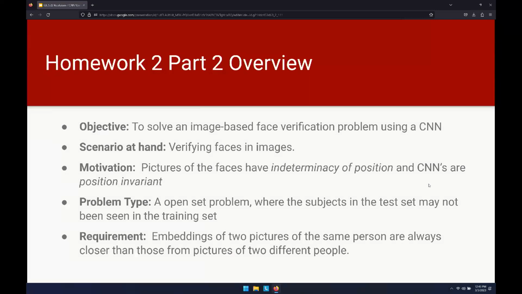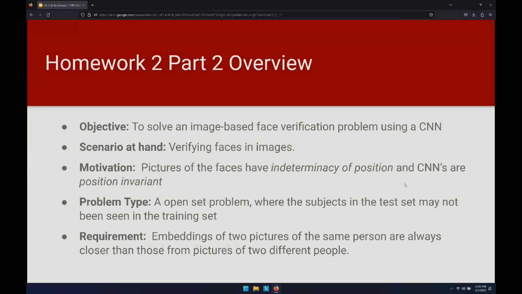So we're just going to give you, once again, a quick overview of homework 2 part 2. This was all covered in the previous slides, but we just outlined this here once more so you guys get a clear idea. So your objective is to solve an image-based verification problem using a CNN. The scenario at hand is verifying faces and images. And one of the reasons why we used a CNN, and this was also covered in the classification recitation, is because pictures of faces, as you may know, have indeterminacy of position, and CNNs are position invariant, which is why they're very good for this particular task.